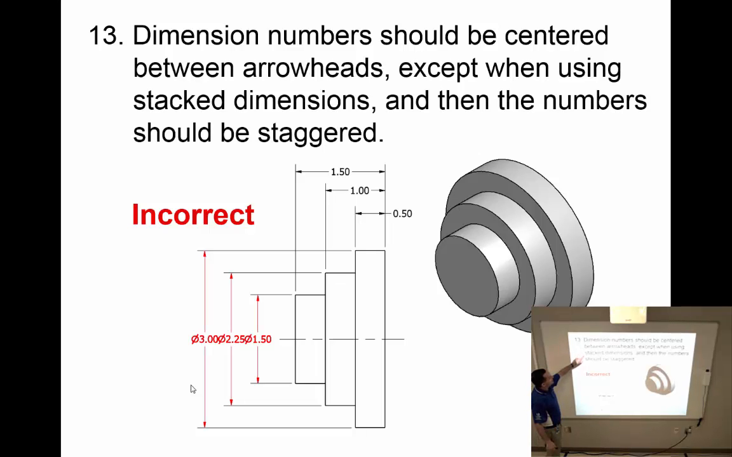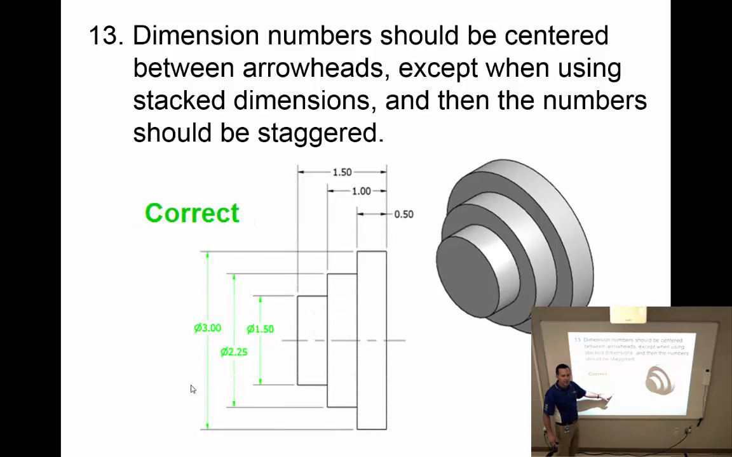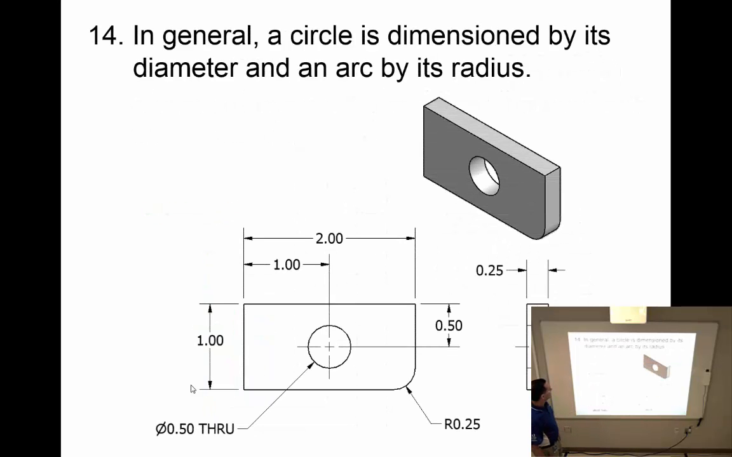Dimension numbers should be centered between arrowheads, except when using stacked dimensions, when the numbers should be staggered. So in this case, it's hard to read the dimensions because they're all centered on our dimension line. So it's okay in this case to stagger the numbers so that we can read them better. It's no longer centered, but that's okay because it makes the drawing more legible. In general, a circle is going to be dimensioned by its diameter and an arc by its radius. So if I have a complete circle, I'm using the theta symbol and showing the diameter for the dimension. If it's a partial circle or an arc, I'm using R and then showing the radius for that.